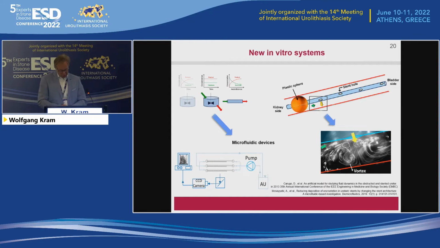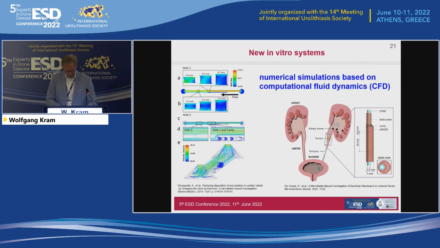And now the question, are there new in vitro systems? Yes, the microfluidic systems can be used to test details on the design of the catheter. Other models use numerical simulation, CFD, to investigate urine flow in the stented ureter, often in combination with microfluidic systems.